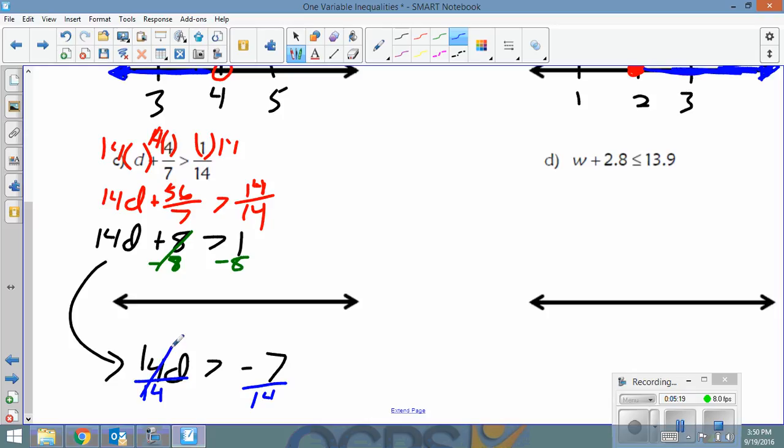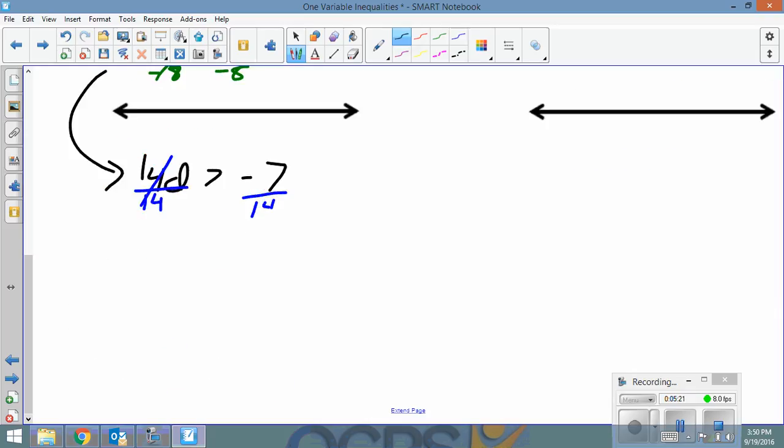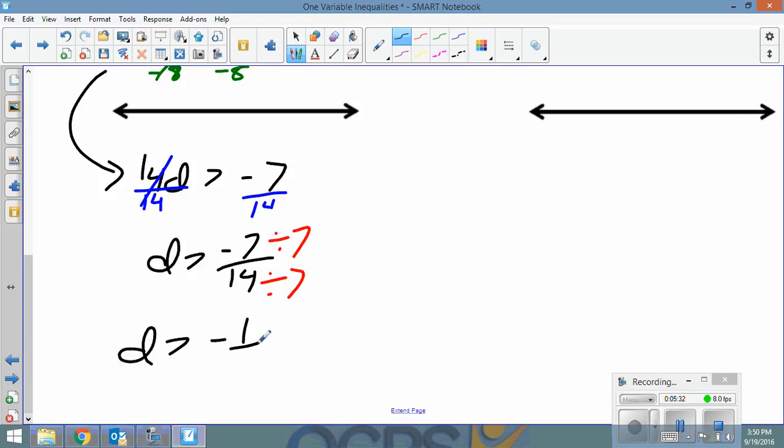And you get d is greater than negative 7 over 14. But the cool thing is that 7 goes into both of these. So it's actually d is greater than negative 1/2. So we're going to draw our number line.